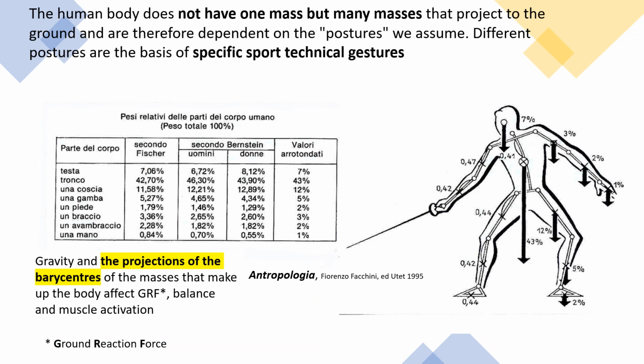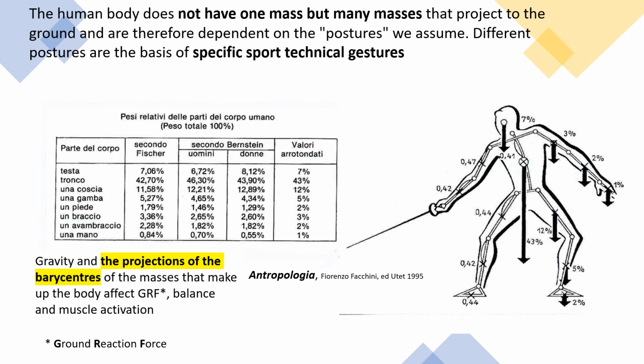Another aspect is the body mass. For many, the human body is one mass. That is not true. We have more than one mass, and each mass spreads load on the ground in a different way according to the body position, the postural position. We have different body masses that can determine different ground reaction forces according to the postural position or the movement related to the technical gesture of the specific sport that we want to analyze.